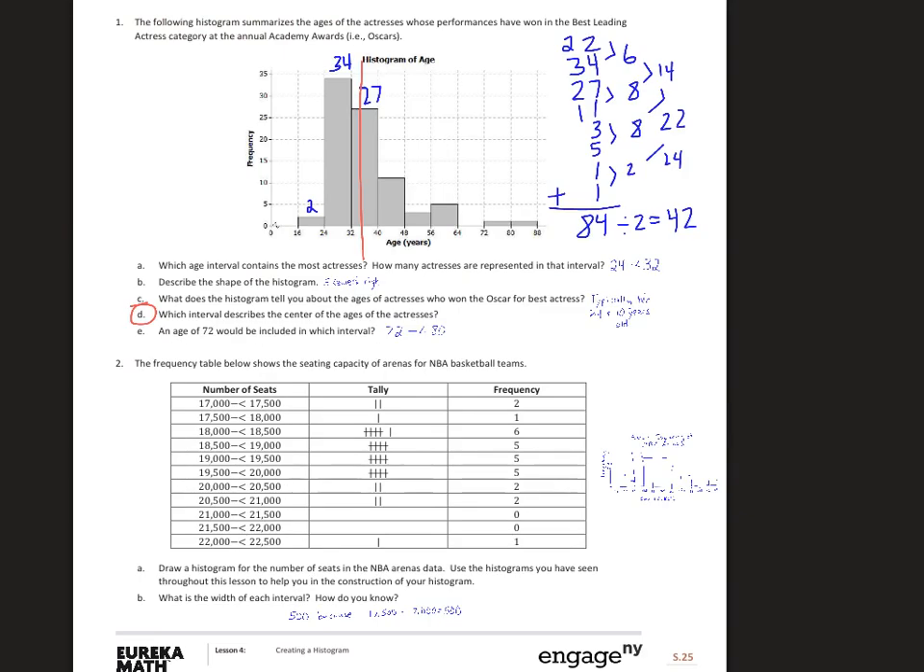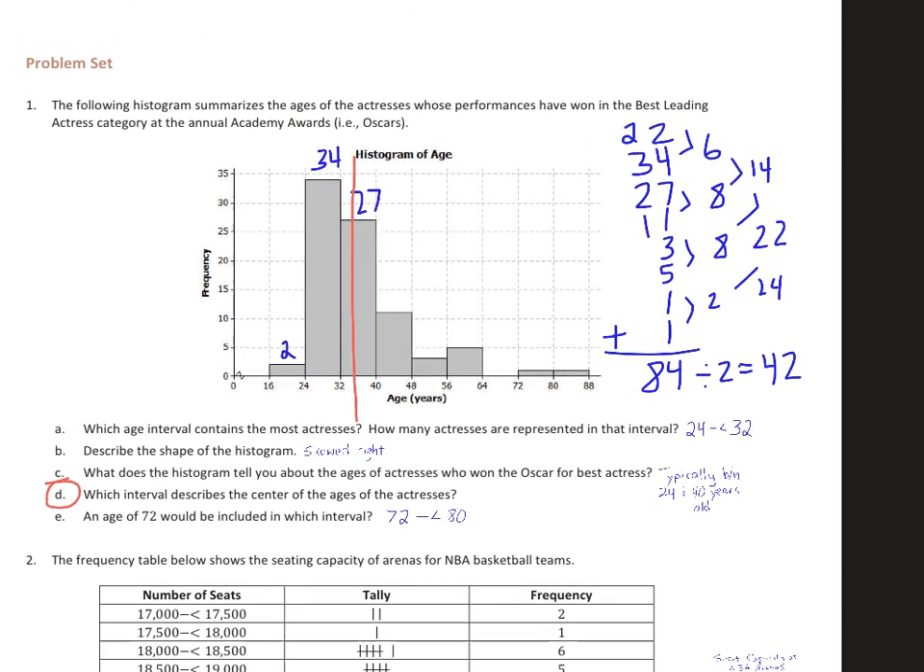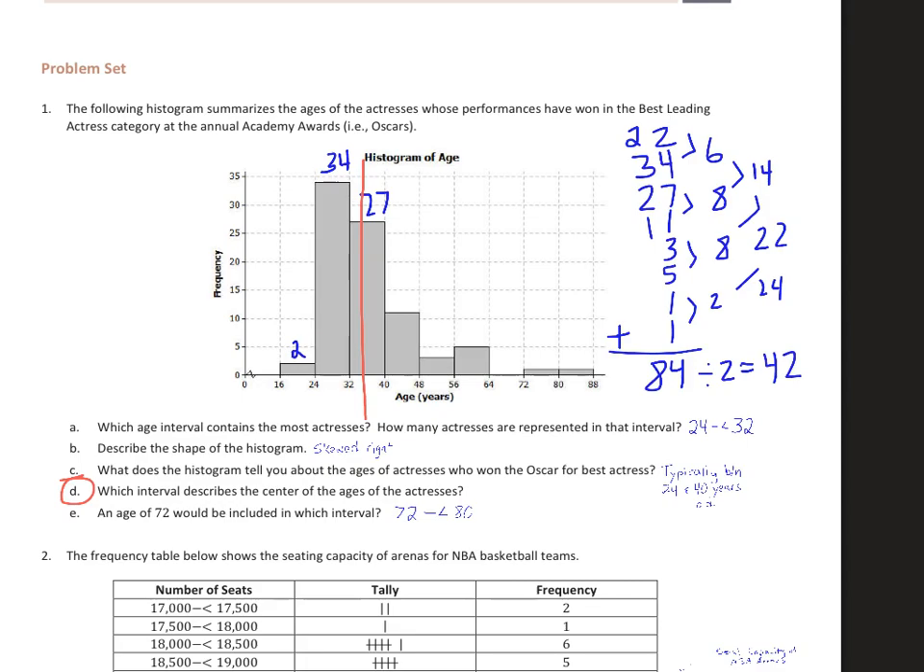All right, let's get into it. I'll go up here to the first section. So we've got, for letter A, the interval of 24 to 30, less than 32, which would actually be 24 to 31, has the most actresses at 34. The shape is skewed right because the tail falls to the right. It tells you that the ages of the actresses are typically between 24 and 40 years old in order to win the Academy Award.